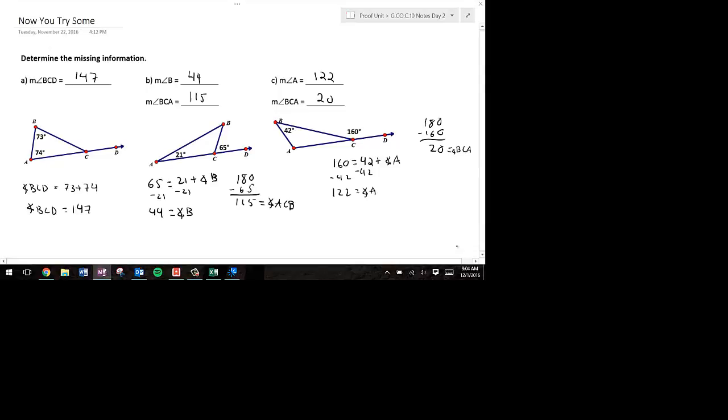All right, welcome back. Hopefully you were able to find all of these same answers that I was able to find. In part A, angle BCD was 147 degrees when we combined those two remote angles. For letter B, you got angle B was 44 using our exterior angles theorem, and angle BCA, the third angle of the triangle, was 115. I did that by using a linear pair here. And I did the same thing in part C in order to find that third angle. And I found that angle A was 122, and then BCA was 20 degrees in our third problem. So that wraps up the idea of exterior angles in triangles.